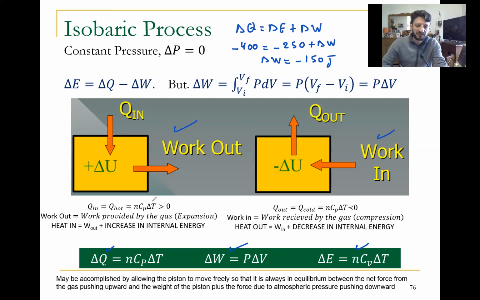Q in is positive, so n Cp delta T is positive. In this case, we have a work out. The work is provided by the gas. We have an expansion. So Q in equals work out plus an increase of energy. Work out means work by the gas is positive. And here we have the opposite case.